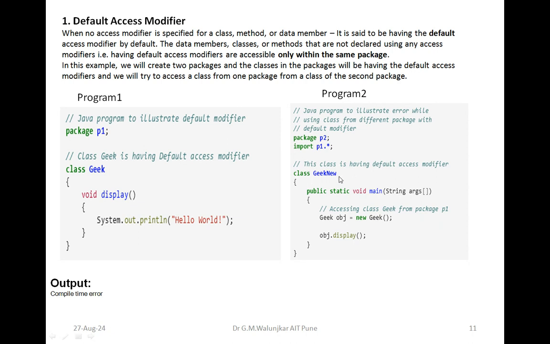So class Greek new, and inside this class we are writing the main function. What we are doing here is creating the object obj of this Greek class, which is present inside package P1, which we have imported in package P2. And through this object of the Greek class, we are trying to access the display method from the package of the other one. So when you compile this, it is going to be a compile-time error because default access modifiers are specified.